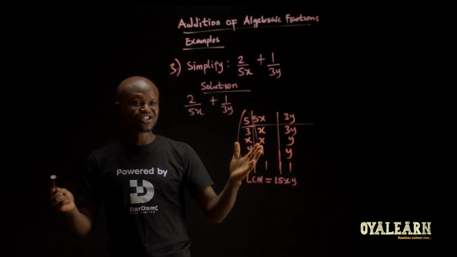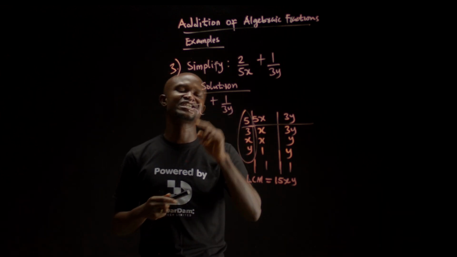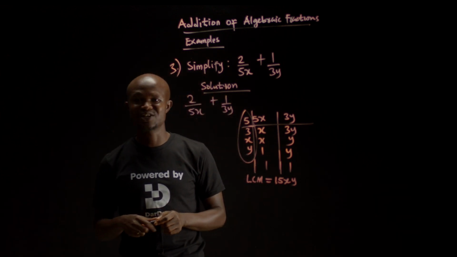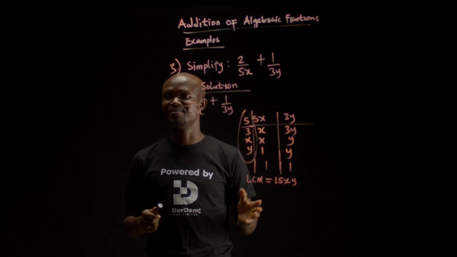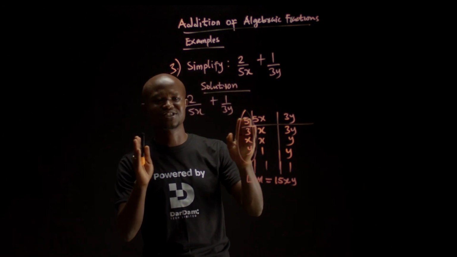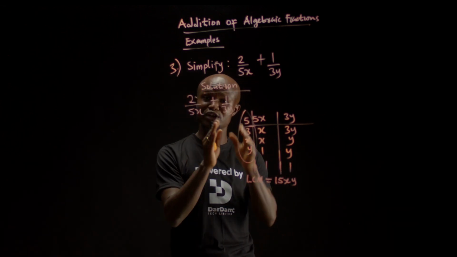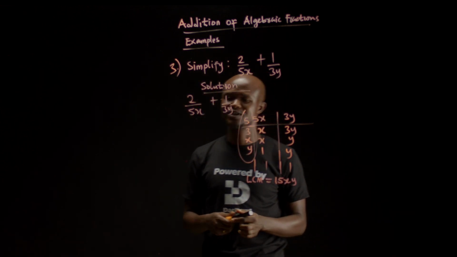Now, another thing you need to know, you can also get the LCM from here. 5x times 3y is the same thing as well, 15xy. That's also the LCM, but not in all cases of questions. This is just a coincidence, whereby the product of their denominators gives you the LCM.